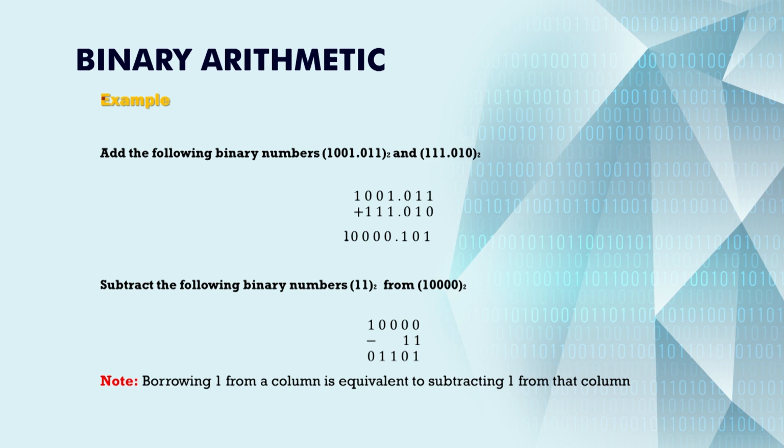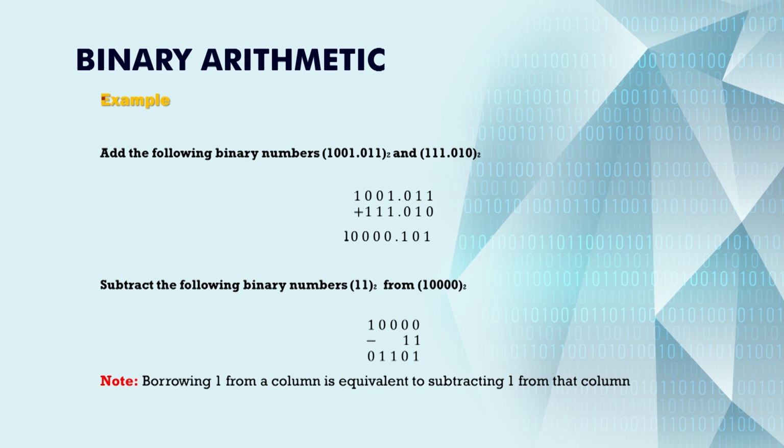So, you borrow that 1. So, it comes to the next significant bit, it becomes 10. You borrow 1 from that. So, again it goes to the next significant bit, it becomes 10, and again you borrow 1 from here, it goes to the next significant bit, it becomes 10, and again you borrow 1 from this and it goes to the least significant bit, becomes 10. That means 10 minus 1, that is 2 minus 1, you get 1.